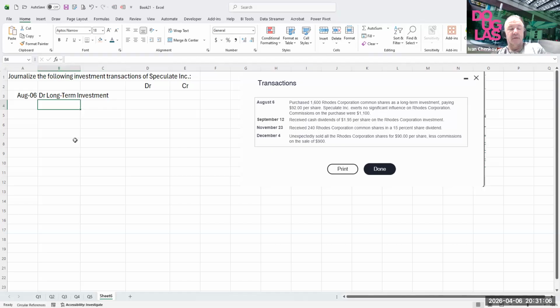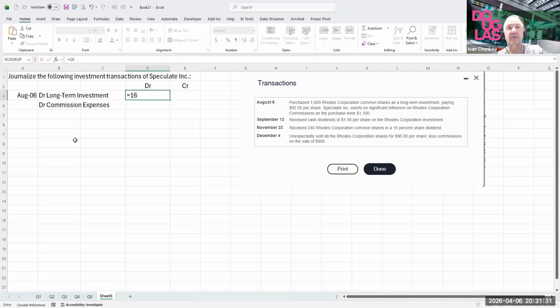Also, we paid commission, so let's go debit. Commission expense. And that will be here, debit will be equal to 1,600 times $92, and 147,200.